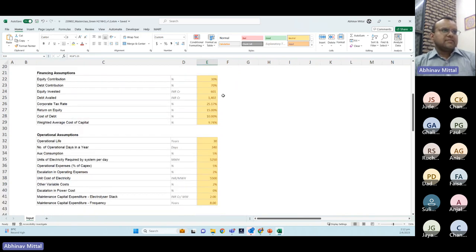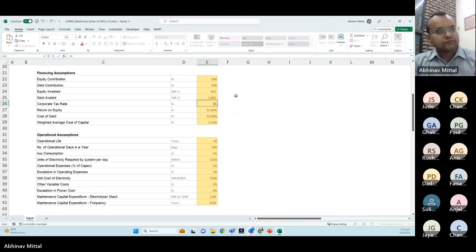Then let's talk about the financing part. So an equity contribution of around 30%, 70% debt. This is based on our experience, so typically we have not seen a case of 20-30 for a green hydrogen plant to date. It's usually in the range of 20-70. So of course, based on the project cost, you have the equity and debt available, then the corporate tax rate, return on equity expected 15%.